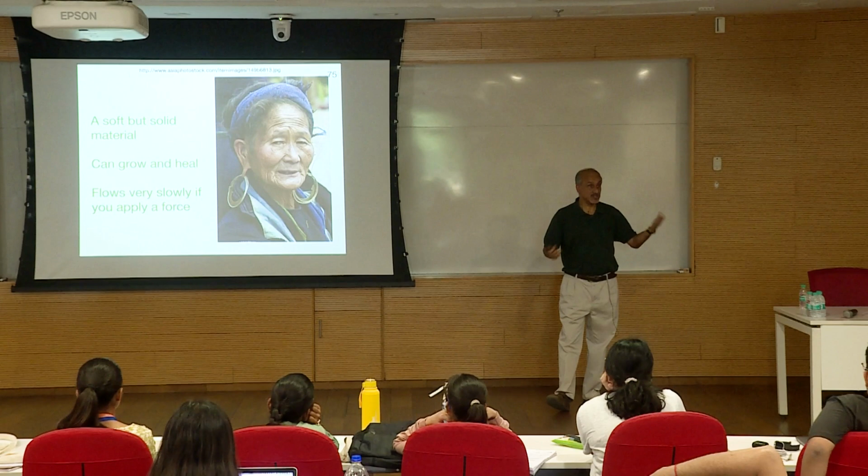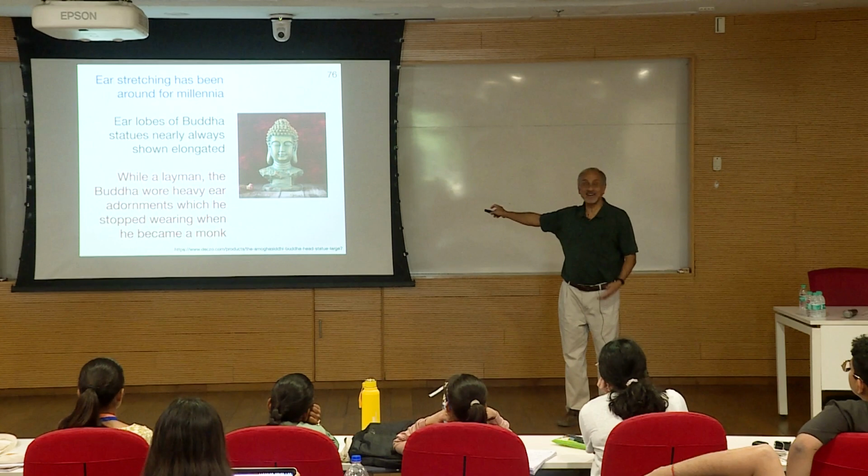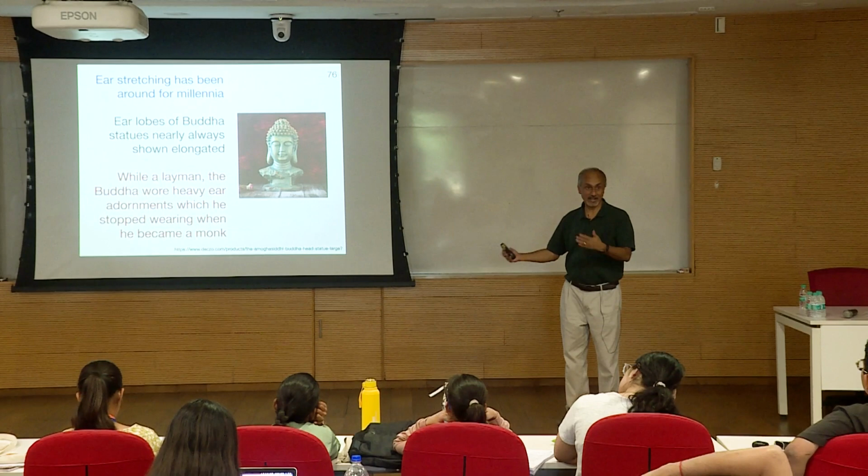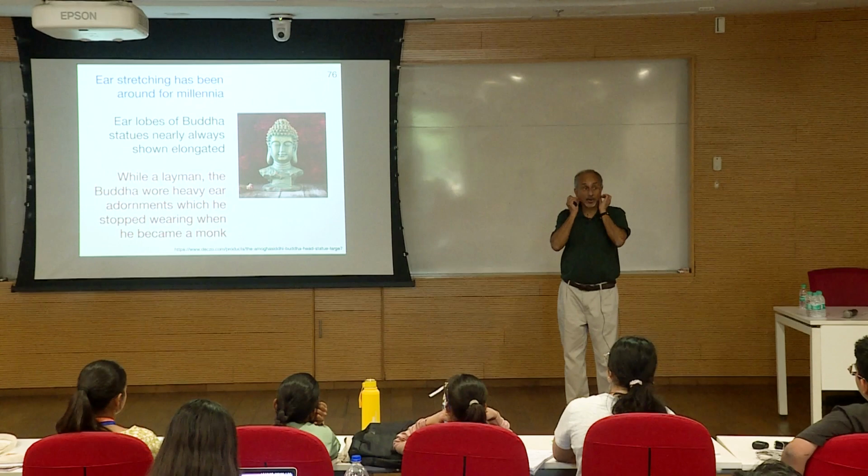Here's an interesting example. This is a standard statue of Buddha. The earlobes of the Buddha statue are almost always shown as being elongated. That's because before Buddha became the Buddha, he was an ordinary person. Actually, he wasn't an ordinary person, he was a prince originally. He wore very heavy ear adornments. It pulled down his earlobe to give you a structure that actually looked like this.